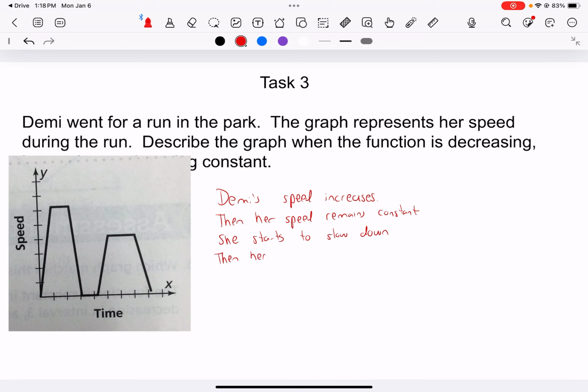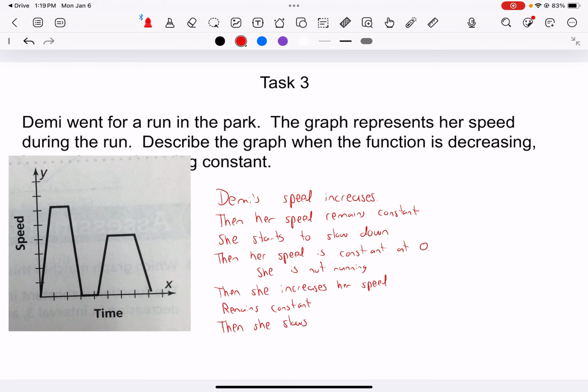Then her speed is constant at 0, meaning she is not moving or not running. So she must take a break. Then she increases her speed, remains constant again for time, and then she ends her run when she slows down again.